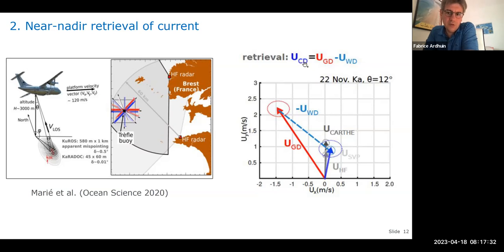Then we retrieve the current by subtracting from the geophysical Doppler the theoretical wave Doppler estimated from the wave spectrum and the theory from Frédéric Nouguier, the paper from 2018. When you do this subtraction, you have this pretty big number, something like 3 meters per second, and you have a vector to subtract, which is about 2 meters per second. Then you end up within the ballpark of the other measurements, including HF radar, some SVP drifters, and some Carthe drifters. That's how we demonstrated that you could measure surface currents from an airplane flying a radar and looking at 12 degrees incidence angle.